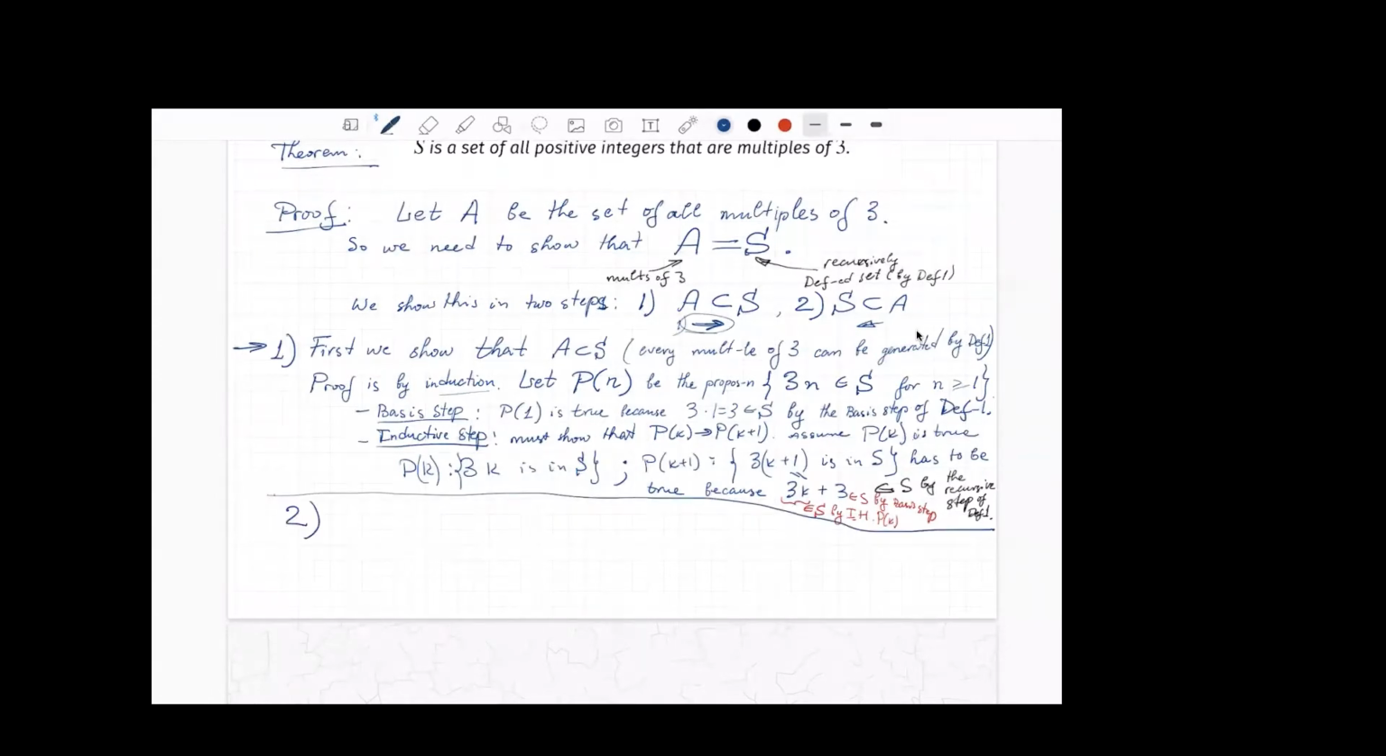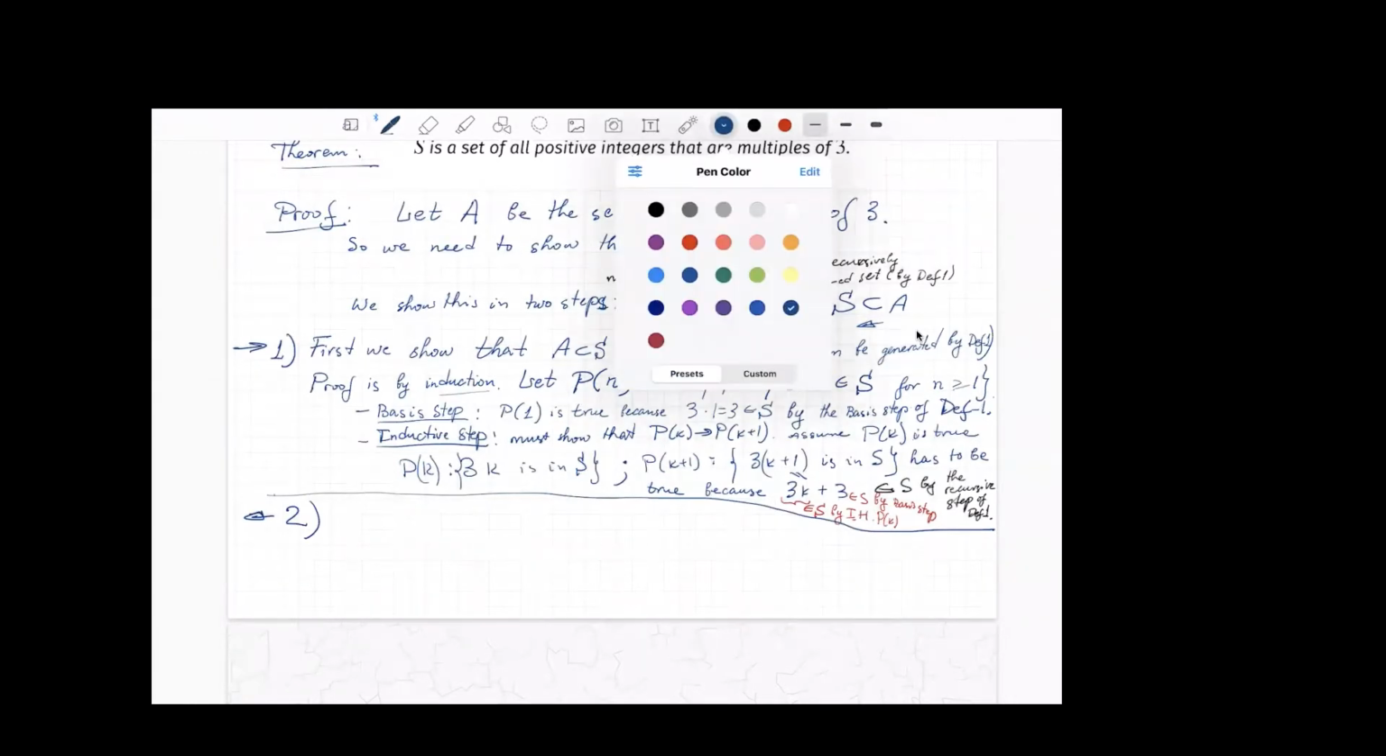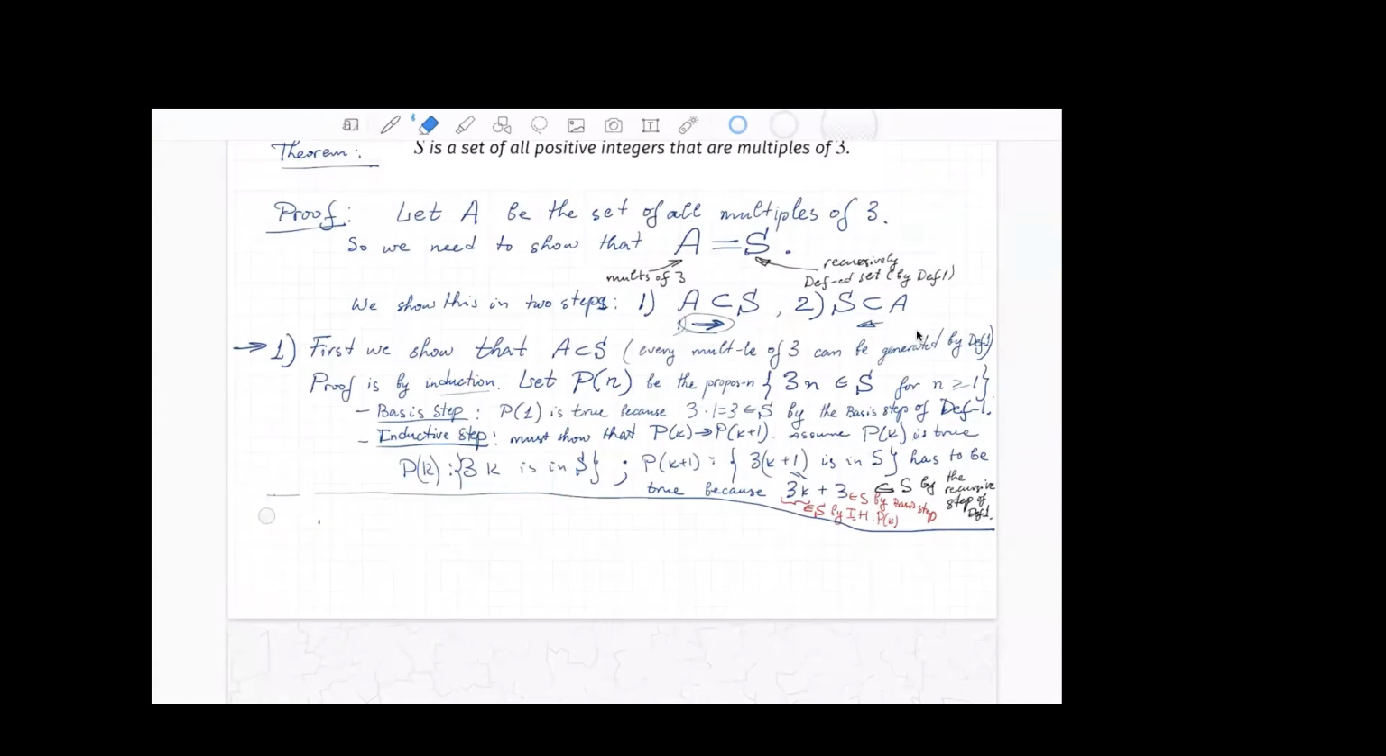So now we're proving the other way. Let's give this a different color just to make sure that we are distinguishing it. Let's go with something like green. Now we're going to prove that S is a subset of A. So anything that the recursive step generates, this is the second piece of the proof. Now we show that anything that the recursive step generates is in A.